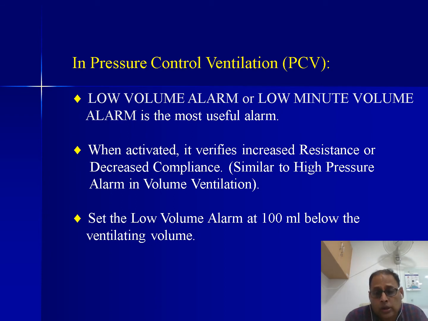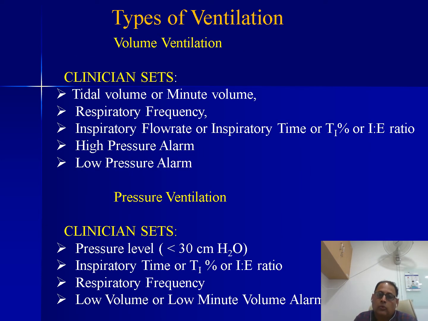Now, an important thing that we need to set in pressure control ventilation is also the alarm, especially the low volume alarm, or some people also call it the low minute volume alarm. When this is activated, it actually verifies the disease. So in increased resistance or decreased compliance, this alarm would be working. And we usually set this low volume alarm at around 100 ml below the ventilating volume.